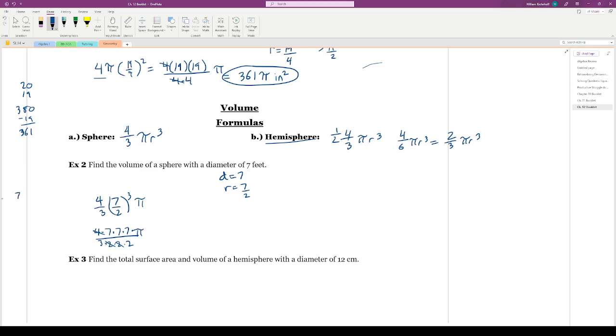So 7 squared is 49. 49 times 7 would be 63, 28, 34, hopefully 343. So that's going to be 343 over 6 times pi, and that'll be in cubic feet because we're talking about volume. 49, yeah, that's probably right. So that's 286, yeah, sounds right. Cool, so 343 over 6.